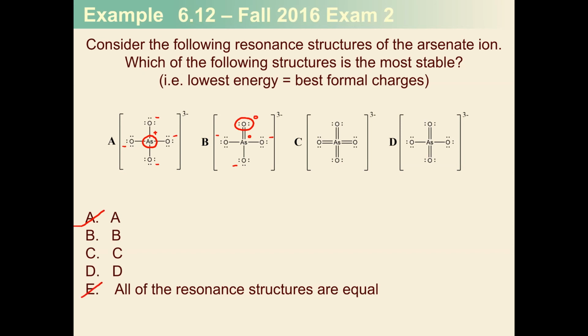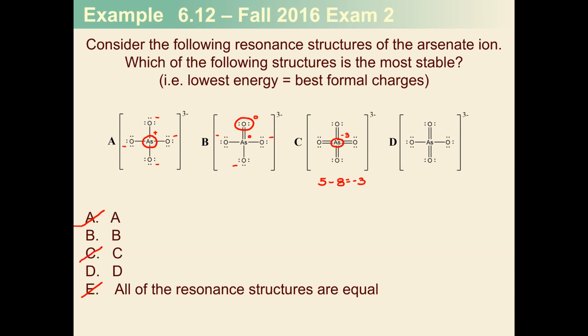Let's go ahead and look at answer C and notice that I have doubly bound all of my oxygens. Well, now let us focus in on our arsenic. It brought 5 electrons in. Now it has 8 total bonds, so 5 minus 8 is going to be minus 3. All of our negative charge is located on our central atom. This is a large formal charge. This is going to disqualify answer C.